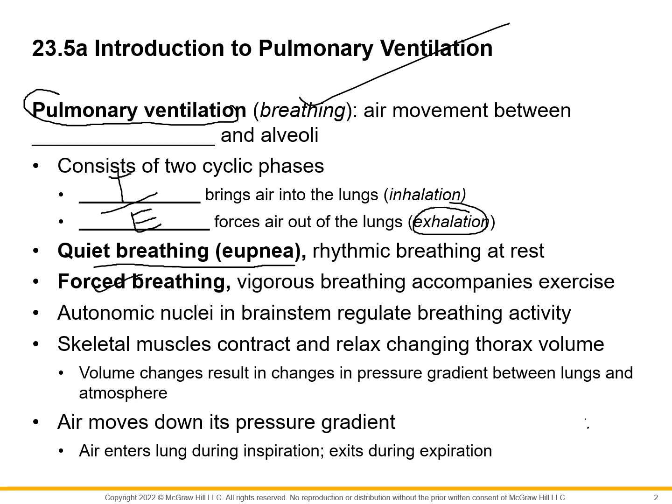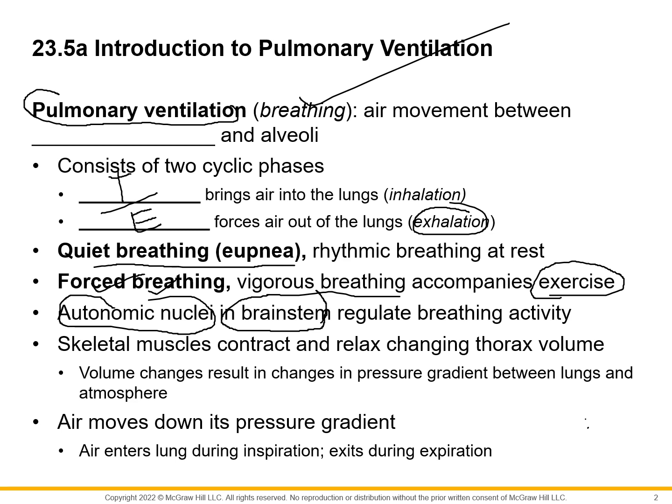Now, forced breathing is what happens when somebody either mindfully tells you to take a deep breath in and a deep breath out, or the vigorous breathing that happens after exercising. So doing cardio for 10 or 15 minutes makes you breathe vigorously. That is forced breathing. Now, those respiratory nuclei in your brain exist in the medulla oblongata and the pons that we briefly touched on in Unit 4 of A&P 1.